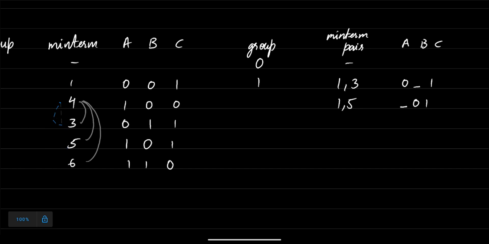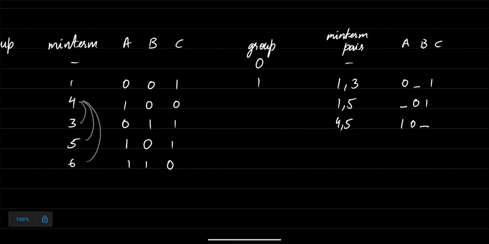So 4 and 3, they differ by 1 bit, 2 bits, and 3 bits. So this won't qualify as a pair to transfer to the next table. Now 4 and 5: this bit doesn't change, this bit doesn't change, but the last bit does. So we're going to write them out as 1, 0, blank, and it's achieved by 4 and 5.